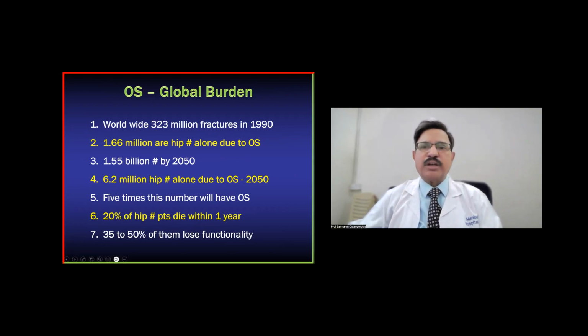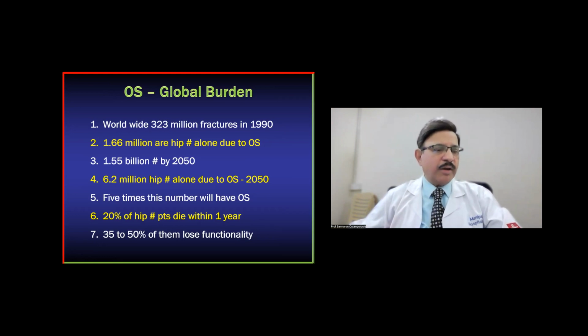323 million fractures in 1990, 1.66 million are hip fractures alone, 1.55 billion by the year 2050, 6.2 million hips alone due to osteoporosis in 2050. So many orthopedicians, joint surgeons are flourishing because hip fractures are so common and nobody prevents. 5 times this number will have osteoporosis. 20% of hip fracture patients die within 1 year. See, if 5 ladies develop hip fracture today, one of them will disappear by 1 year.